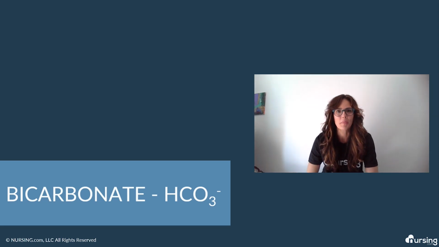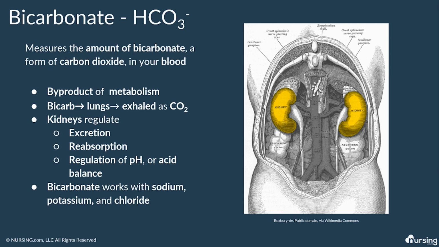This lesson we'll talk about bicarbonate and what its normal values are, what increase and decrease values might mean, and also what is up with its relationship with CO2. Let's get started. Bicarbonate, affectionately called bicarb, is written chemically as HCO3. This lab measures the amount of bicarb in the form of carbon dioxide in the blood.